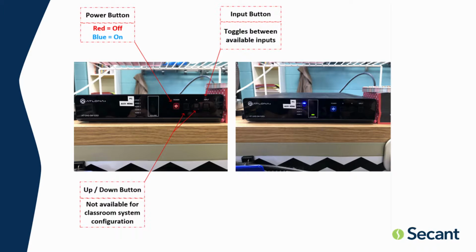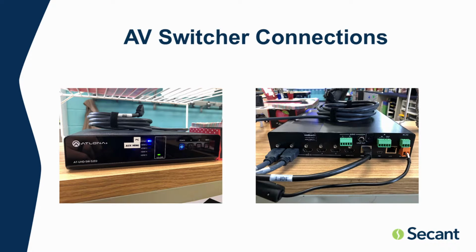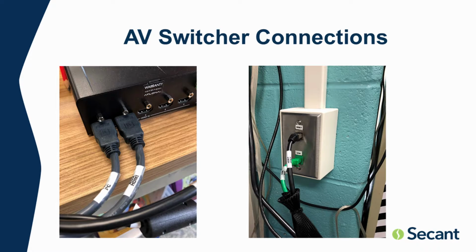There's an input button to the right of the power button that will allow you to select between available inputs. You'll notice your switcher will be labeled with PC and aux HDMI. Select the input button to toggle between the inputs. We've left you with a 10-foot HDMI cable to use as the aux HDMI, and your PC will be wired directly to the switcher as well.